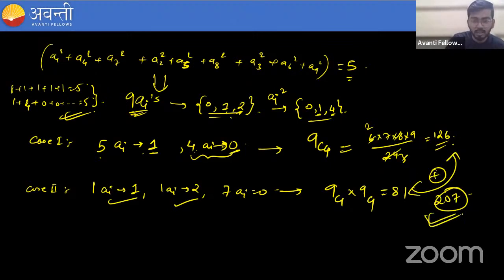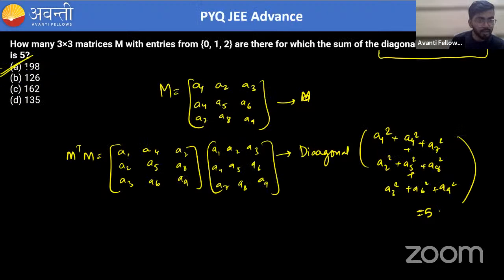So the answer to this question is 9C1 into 8C1 ways. Why 8C1? Because out of all these 9 AIs, you would have selected one already, in the 9C1. So the remaining will be 8C1. So this will become 72 instead of 81. The total is 126 plus 72, and the answer to this question will be 198. So the answer is option A.